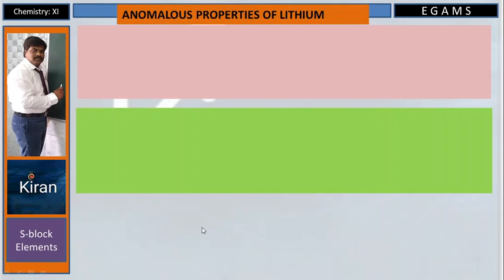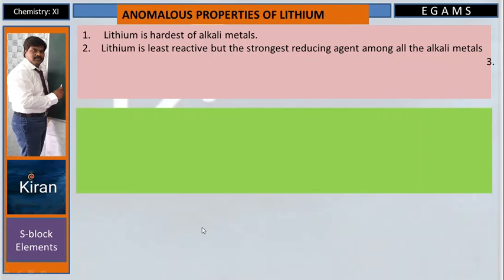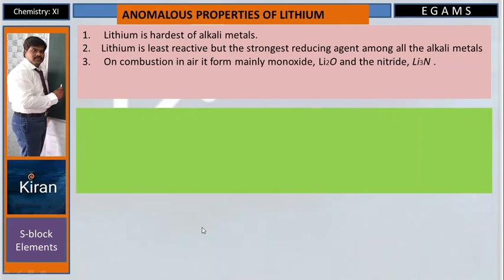Now, the anomalous properties of lithium. In each and every group, we have a special characteristic element, the first element. What are the special properties of lithium? Lithium is the hardest of the alkali metals. Lithium is the least reactive but the strongest reducing agent among all the alkali metals. On combustion in air, it forms mainly monoxide. It means only lithium oxide forms. It will not form peroxides and superoxides. It also reacts with nitrogen and forms nitride.